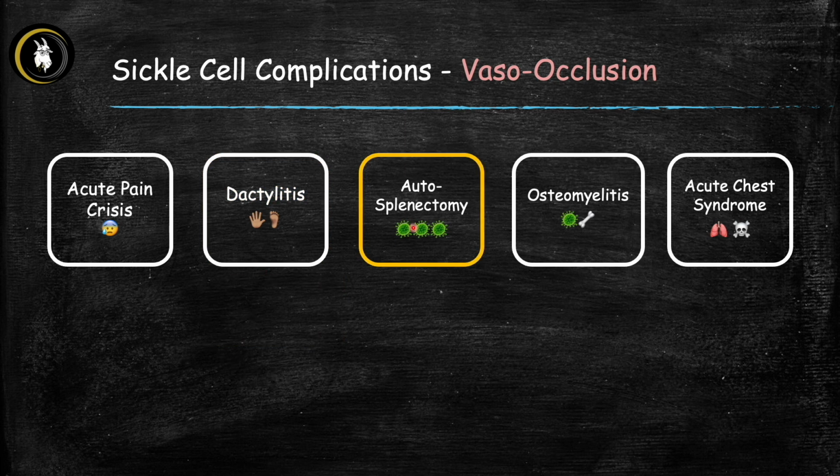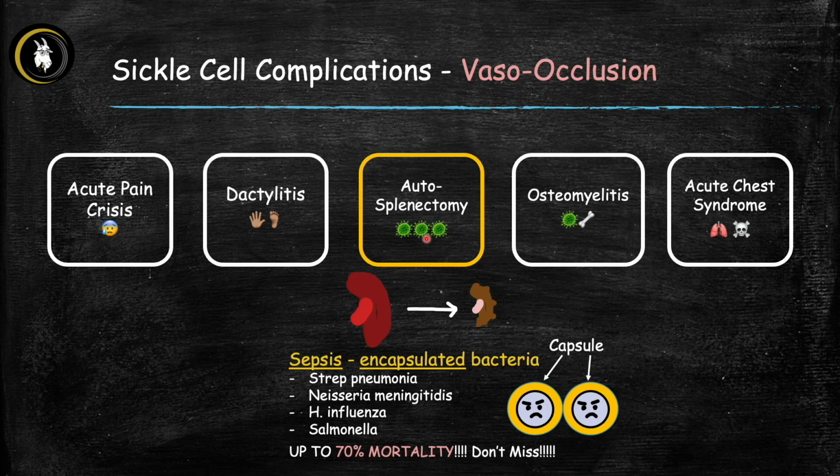Next complication is autosplenectomy. This means the body loses the spleen itself. This is caused by vaso-occlusion to the spleen, which leads to spleen infarct, and eventually the spleen shrinks and becomes non-functional, and this is also known as functional asplenia.